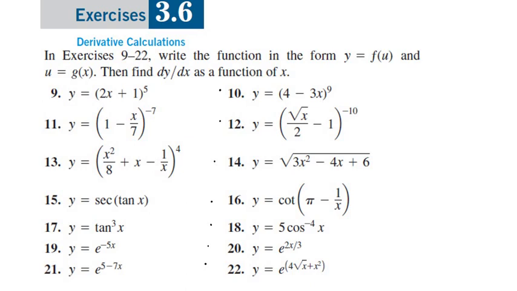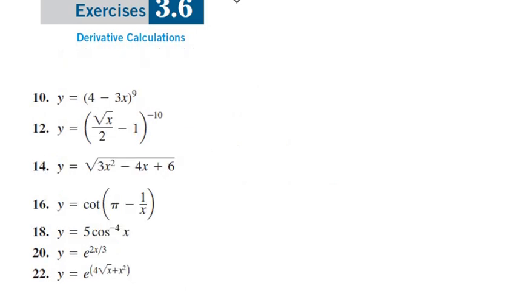Next, I will do exercise 3.6 from Thomas's Calculus. I will do 10, 12, 14, 16, 18, 20, and 22. I would like you to do the same from 9 to 21, and I will include the answers for 9 to 21 at the end of the video. So let's quickly start working on 10 to 22, only the even numbers.